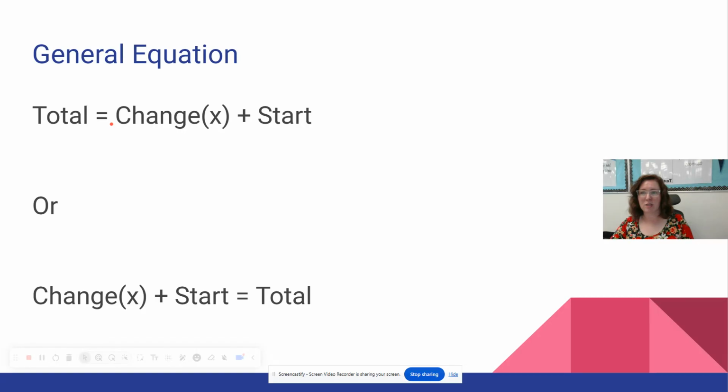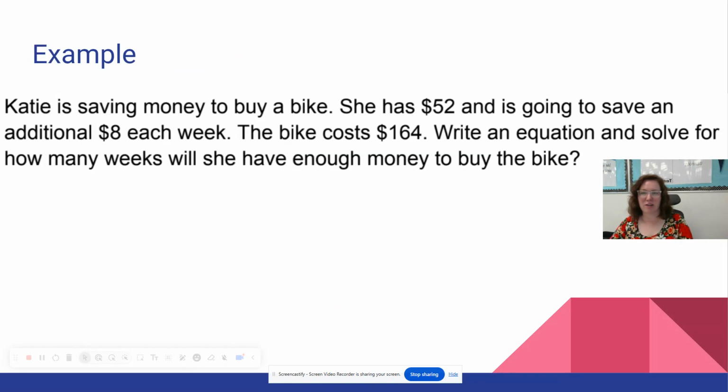Total equals the change times x plus the start. So the start, that's our initial value. That's another vocabulary word for it. Change is our rate of change. Now, we could put the total first or we could put the total last, like with the equal sign there. Either one is just fine.